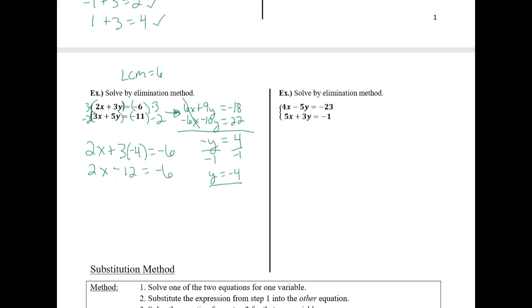I want to get x alone, so I add 12 to both sides. Now I have 2x equals a positive 6. Divide by 2, and x equals 3. So my answer is 3, negative 4, always going xy. Again, I could plug those back in to both equations, and I should end up with true statements if it is, in fact, a solution to the system.